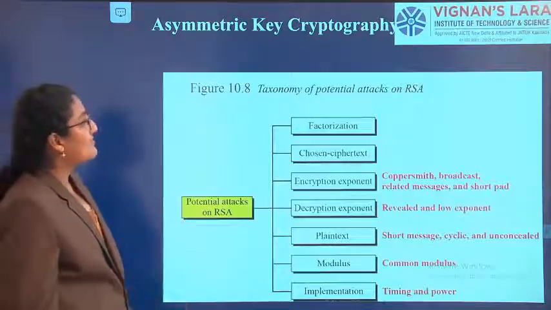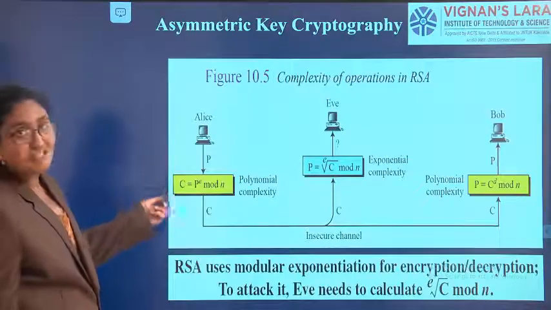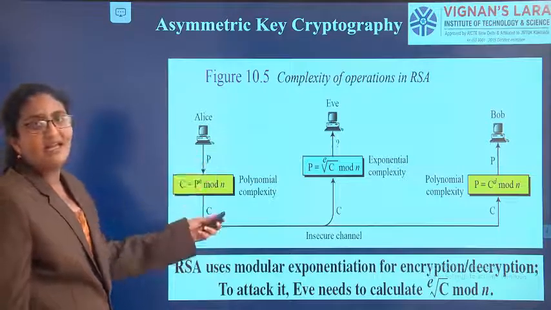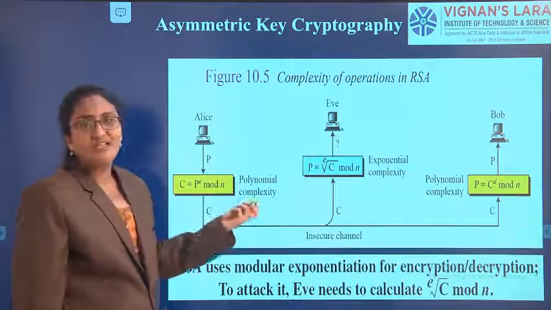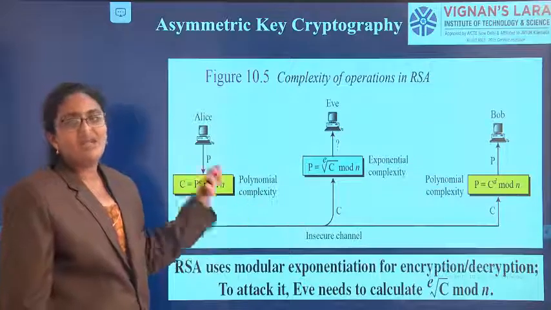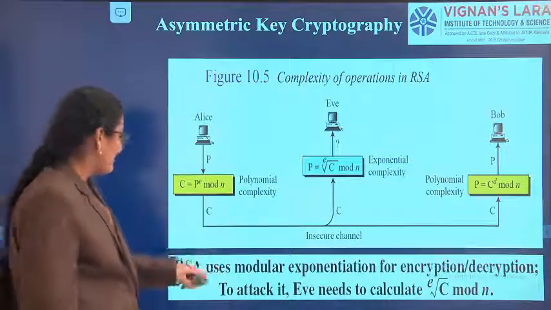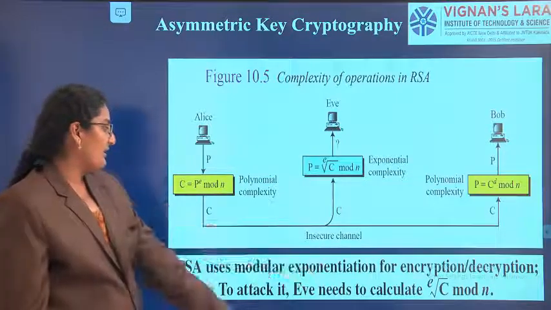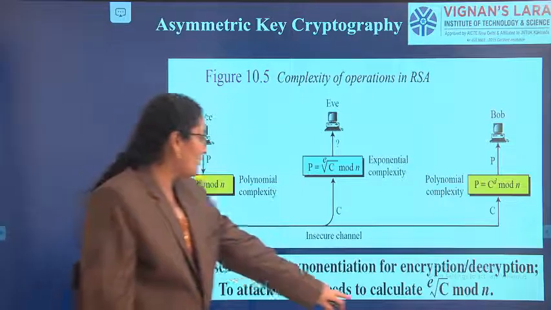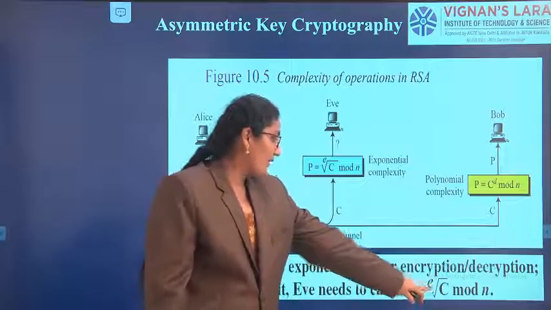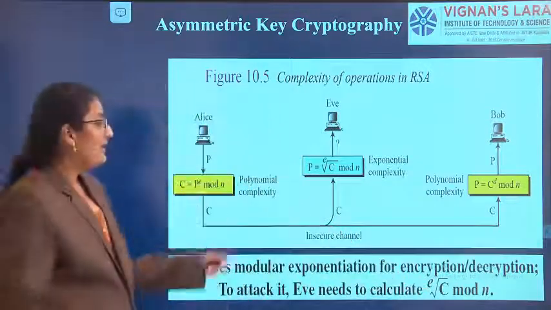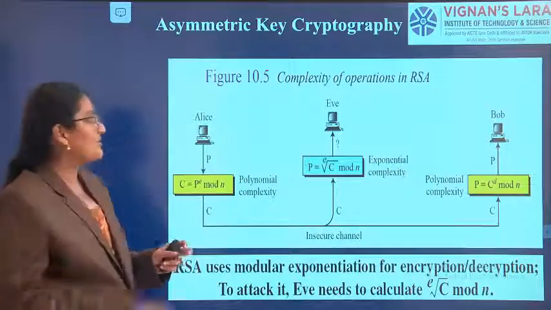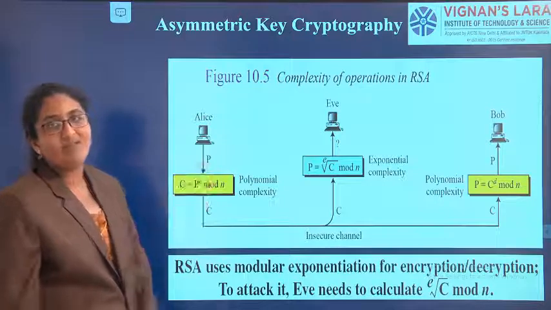So these are the problems we have in RSA. When two people are talking, if somebody comes in between as an attacker, they cannot do anything with the ciphertext because we have the encryption exponent and decryption exponent problems. See here, RSA uses modular exponentiation for encryption and decryption. To attack it, you need to calculate the square root of c power e mod n. That is difficult. Calculating the square root of c mod n to the power e is the difficult task. That is the problem, or the complexity, we have in RSA.